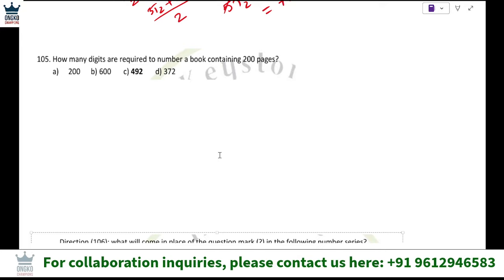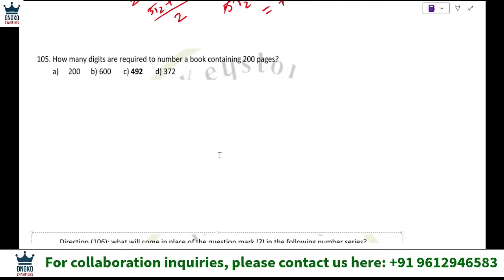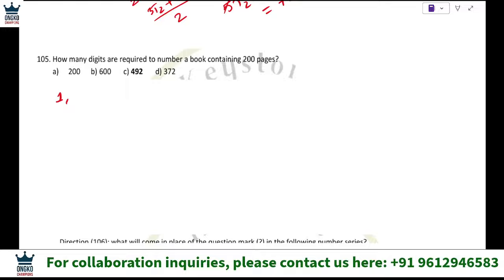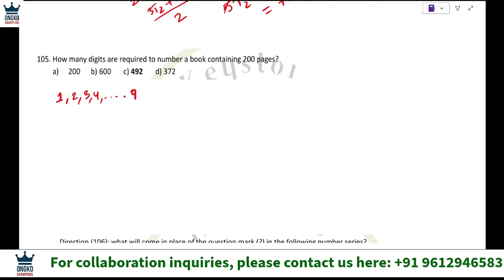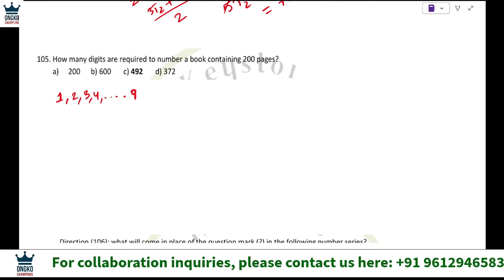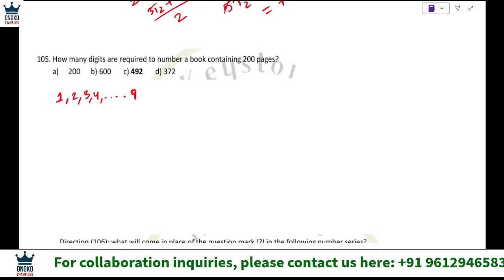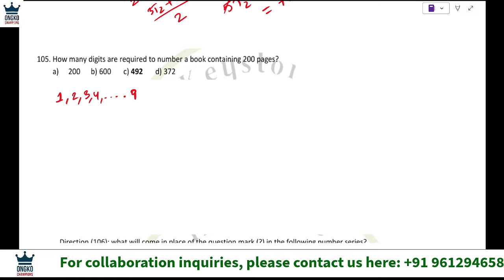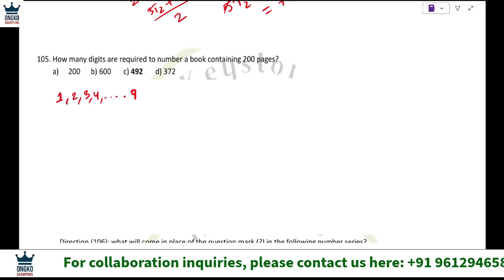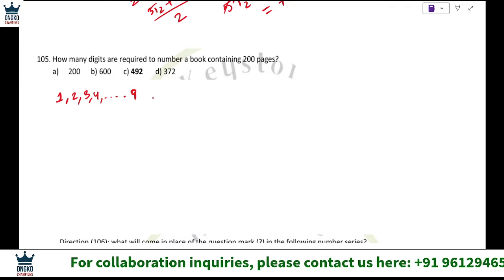So how many digits are there? It is a rule. Now we know page number 1 is a single digit. Page number 2, page number 3, page number 4, till page number 9 are single digits. Counting this way is time consuming, for which let me give you a formula. Page number 1 till page number 9 are single digit.